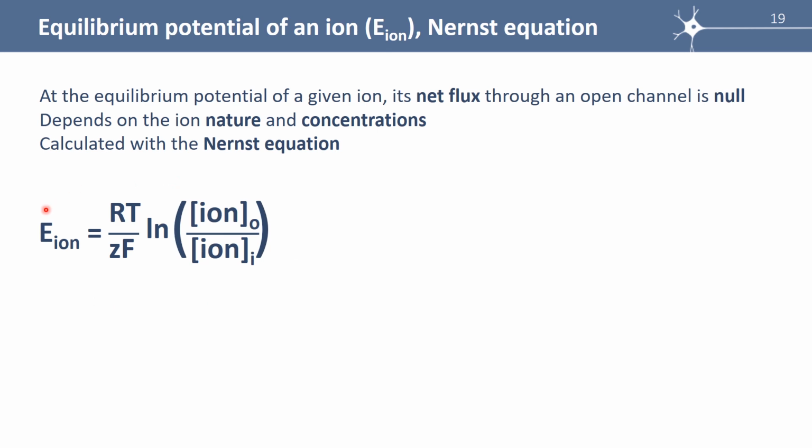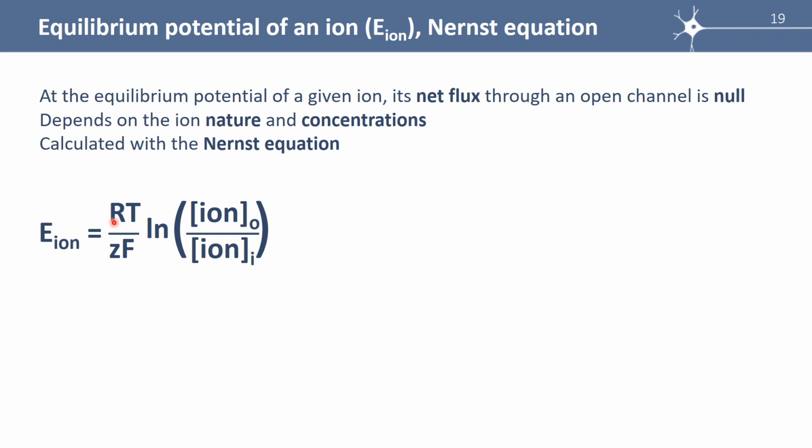Here is the Nernst equation. The Nernst equation gives the equilibrium potential of an ion. And at the equilibrium potential, the net flux of this ion through an open channel is null. It depends on the ion nature and concentrations. So what does the Nernst equation say? It says that the equilibrium potential of an ion, in millivolts, equals RT over ZF, natural log of the outer concentration of the ion over the inner concentration of the ion.